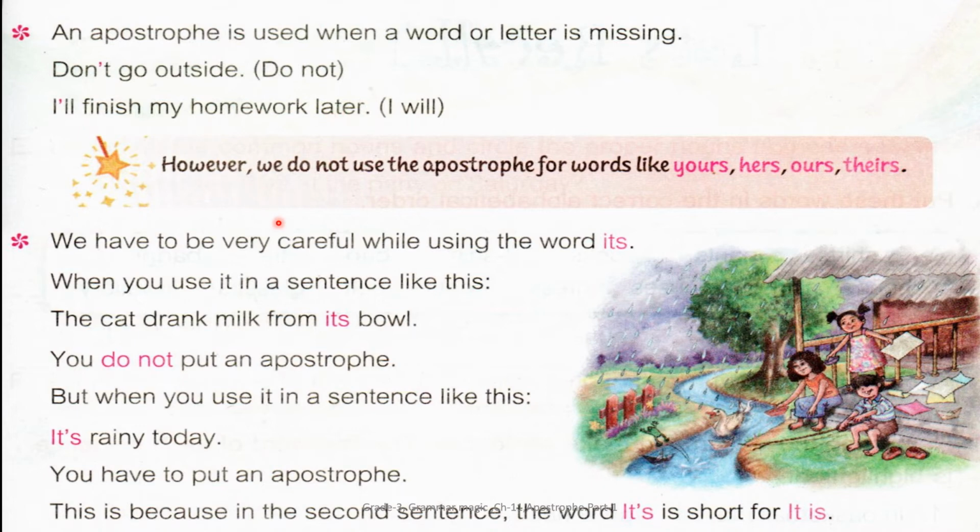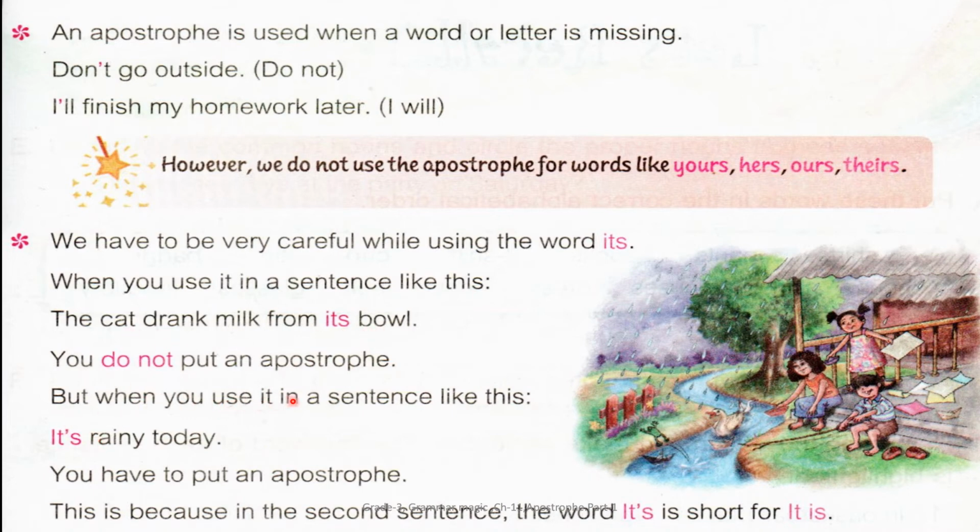However, children, we do not use the apostrophe for words like yours, hers, ours, theirs. We have already studied this under personal pronouns. So with personal pronouns, we don't make use of omissions. You have to be very careful while using the word its. When you use it in a sentence like this, the cat drank milk from its bowl, do not put an apostrophe, because the bowl is owned by the cat.